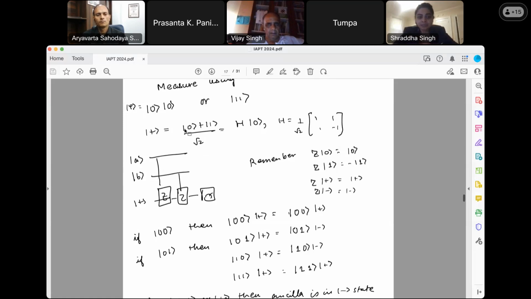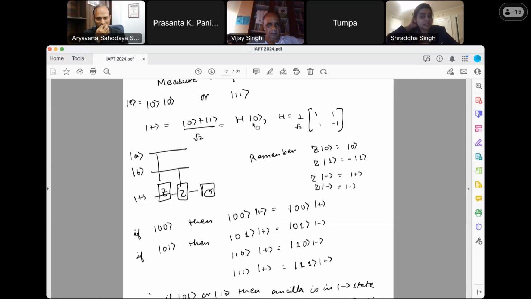And you can get the plus state by applying a Hadamard on 0, and you can go in reverse also. If you apply Hadamard on plus, you get the 0 state. This is because Hadamard squared is equal to identity, actually. And if you apply Hadamard on 1, you will get the minus state, which is (0 minus 1) over root 2.